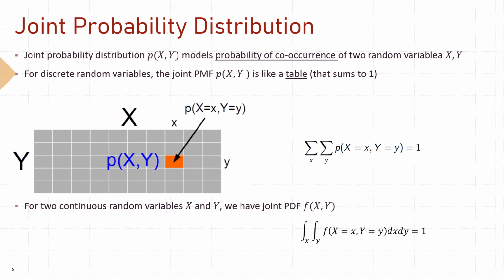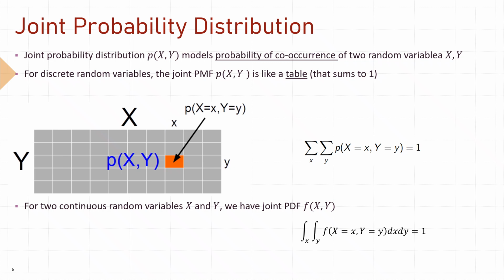The joint probability distribution describes the likelihood or probability of two random variables, x and y, occurring together or coexisting at the same time. In other words, it gives the probability that x takes a specific value and y takes another specific value simultaneously. For example, if you roll two dice, one representing x, the outcome of the first die, and the other representing y, the outcome of the second die, the joint probability distribution would tell you the probability of both dice showing certain values at the same time, like x equaling 3 and y equaling 5.